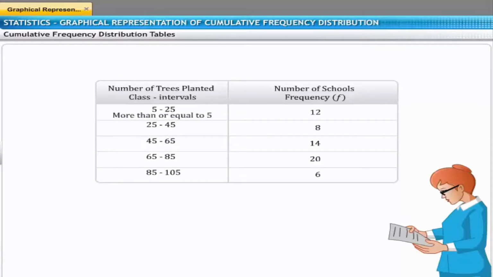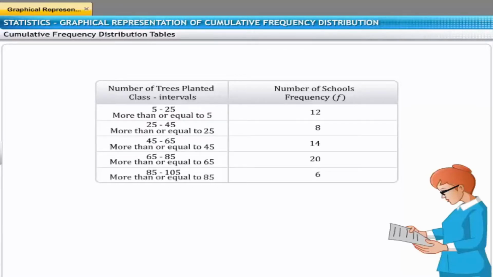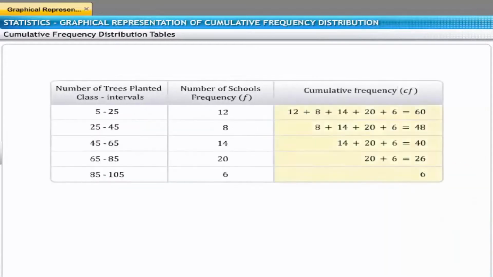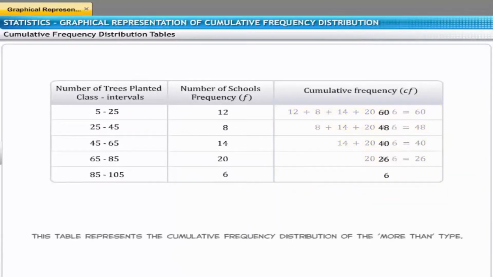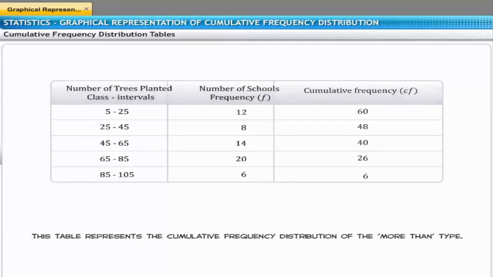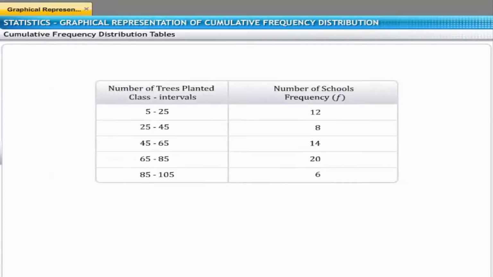First, class intervals are rewritten using lower class limits only. Next, their corresponding frequencies are adjusted as shown. Now, we have the cumulative frequency distribution of the more than type. Similarly, the cumulative frequency distribution of the less than type is prepared.